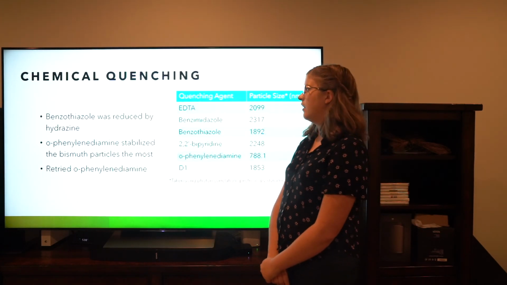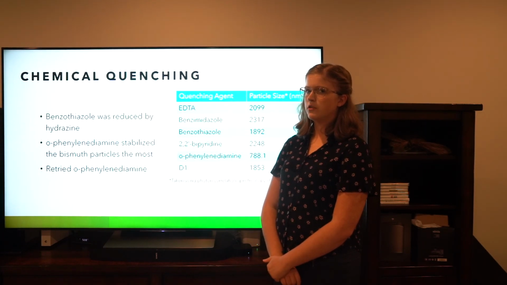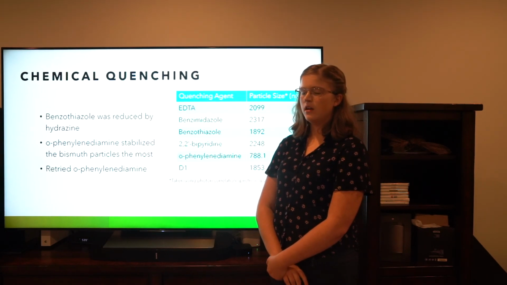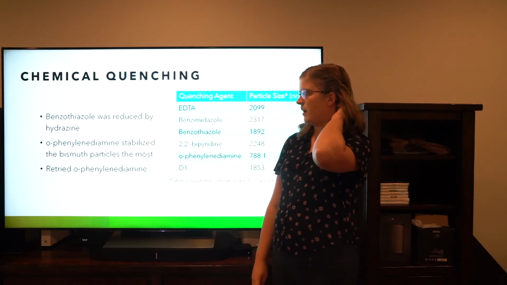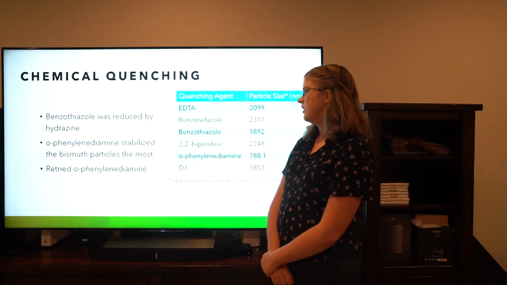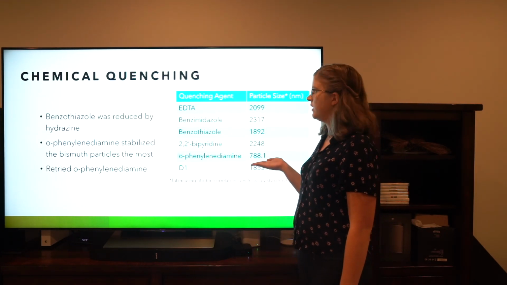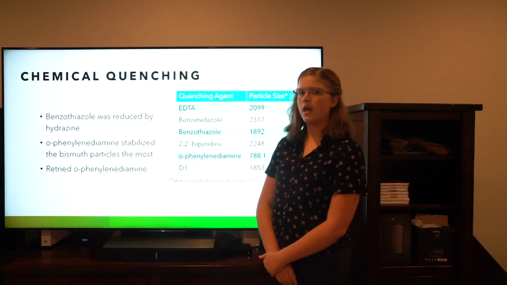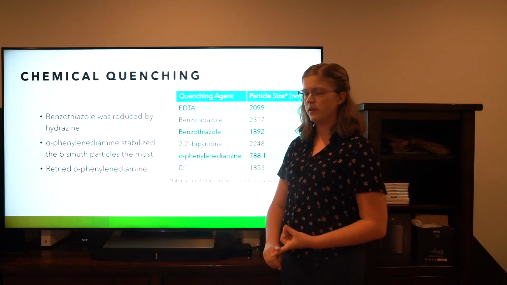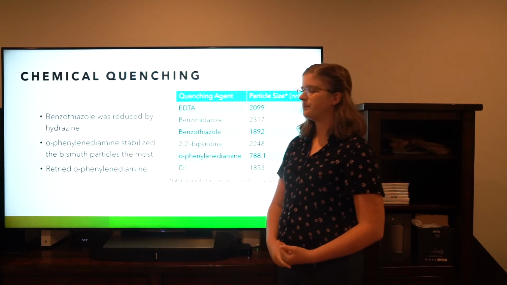I found out that of the 6 quenching agents, benzothiazole was the only one that was reduced by hydrazine, and it produced a yellow solution instead of the black one I expected, so I knew I had not made what I wanted. Of the rest of them, orthophenylene diamine stabilized the bismuth particles the most. It created 788.1 nanometer particles, and because of that result, I decided to retry my experiment using orthophenylene diamine and a fifth of the amount of EDTA and hydrazine.